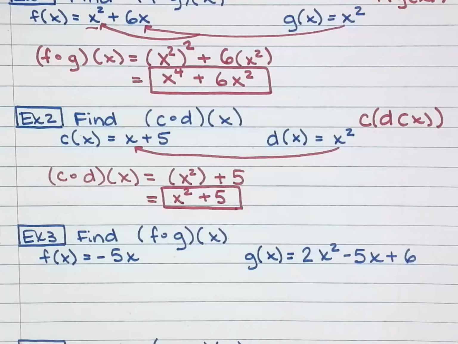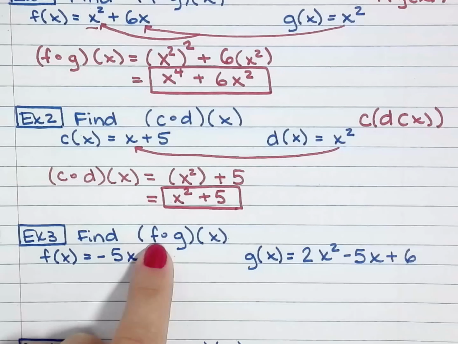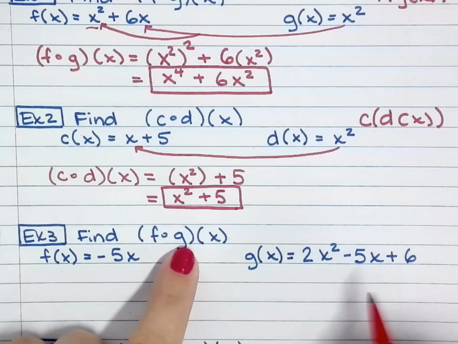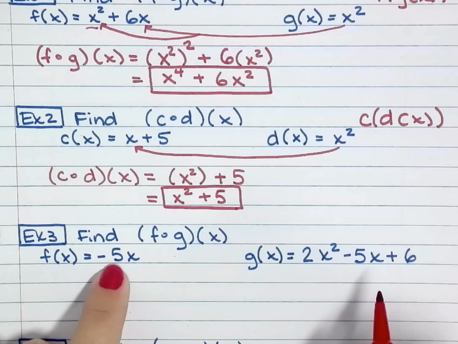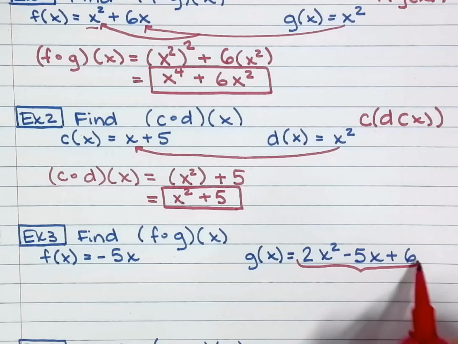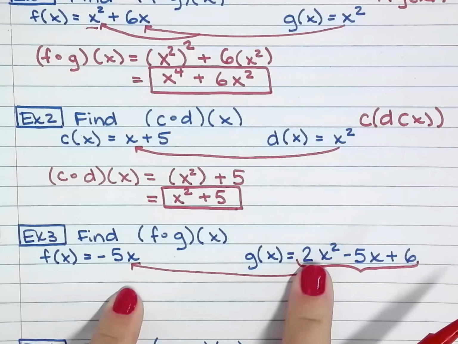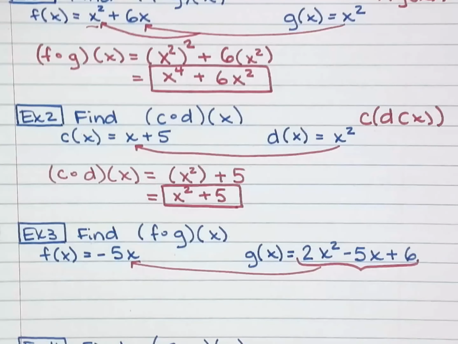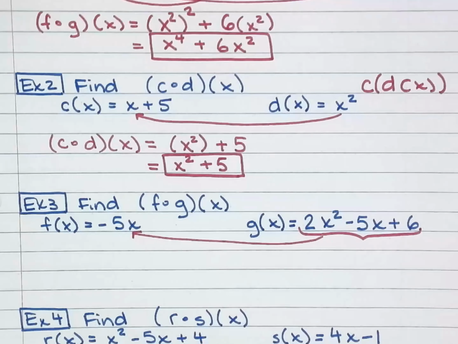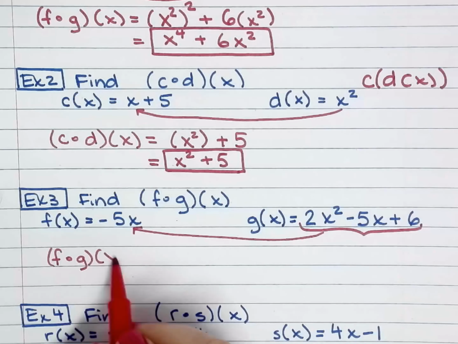Some of these questions will be easier than others, but just know that it's not always the little one goes in the big one. That doesn't work that way. So you always have to follow what the question is asking, and then you read it to yourself. F is composed with g of x. So f of x is that one. G of x is this one. So every time you see x on the f of x, you're going to replace that with g of x. And in this case, g of x is this whole shebang right there.